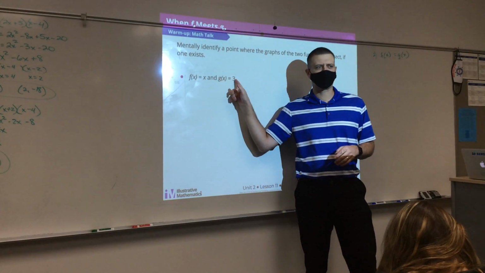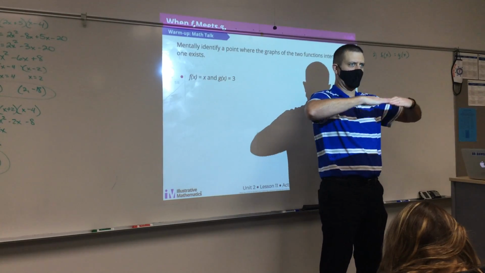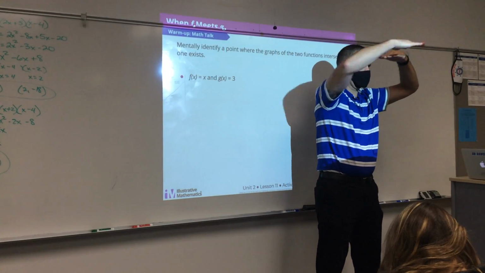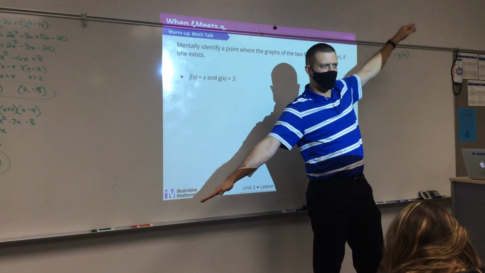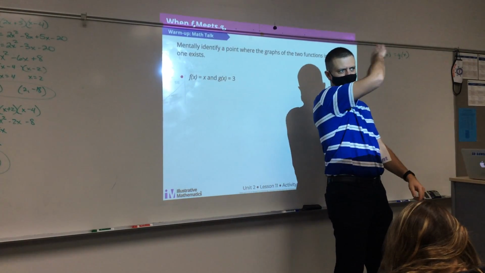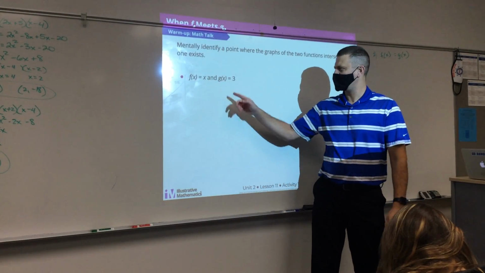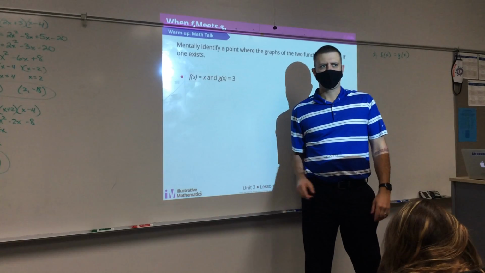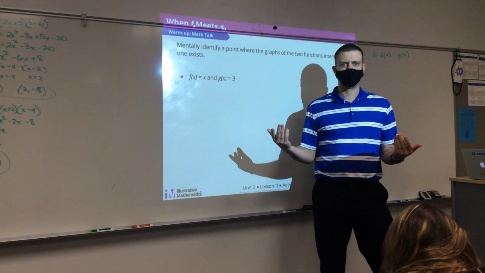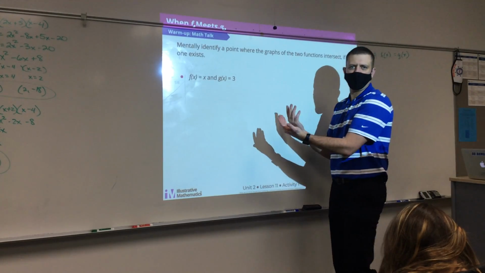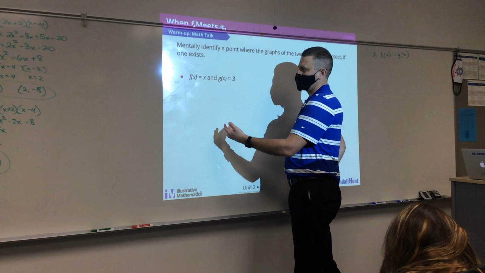Well, y equals 3. That's a horizontal line up at 3, right? Yeah. y equals x. That's a perfect diagonal line that goes through the origin. Think about where those graphs meet. 3, 3, right? Or just think about it mathematically, algebraically.